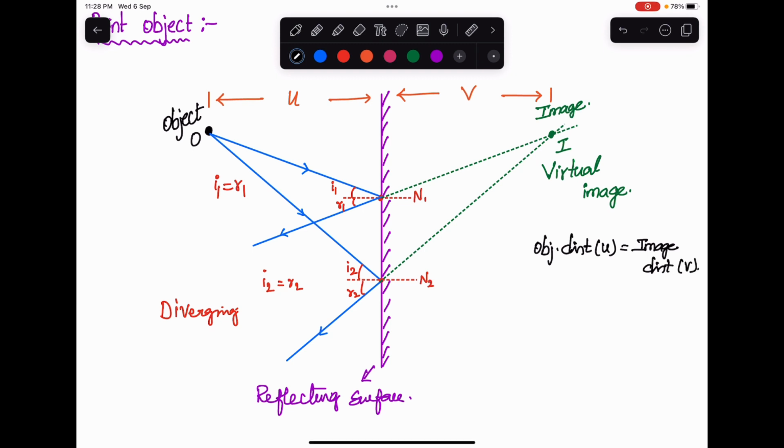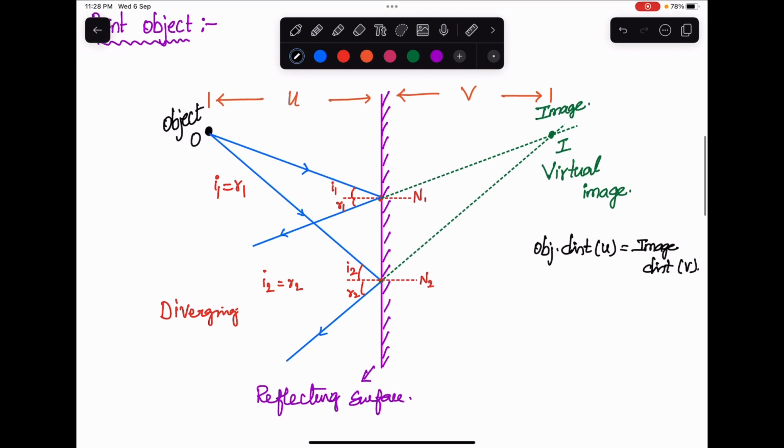Clear? So the main characteristics of the image formed by a plane mirror: one, it forms a virtual image, and second, object distance is equal to image distance. So any doubts you can ask me, children.